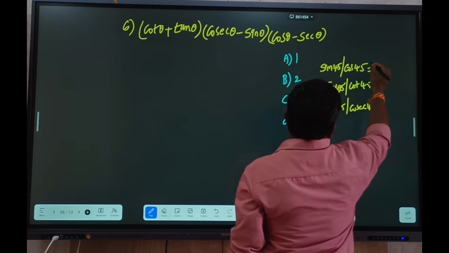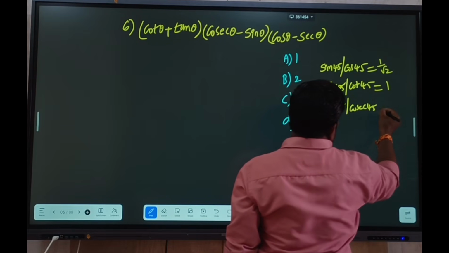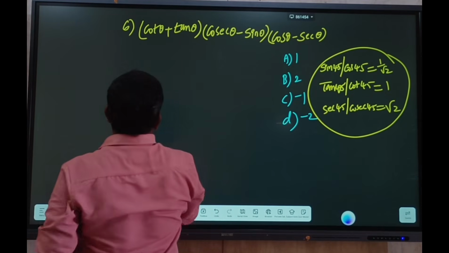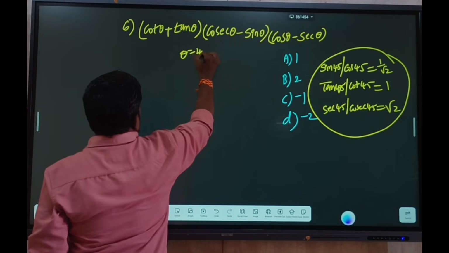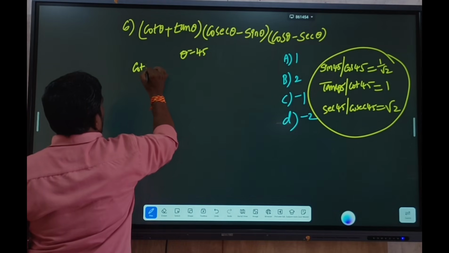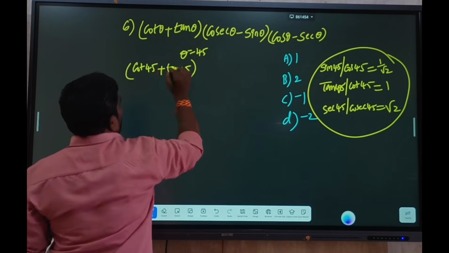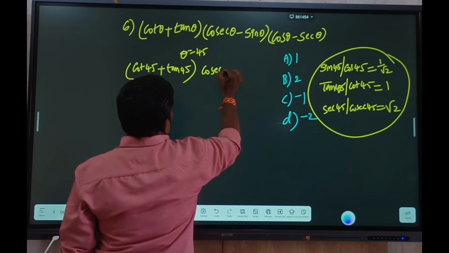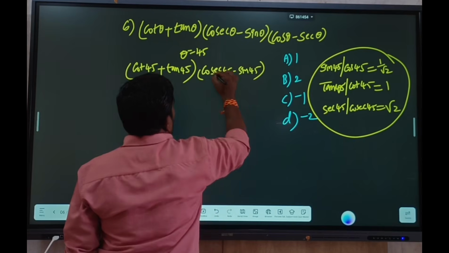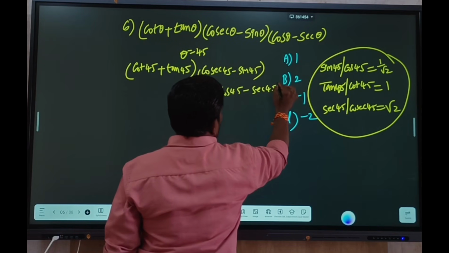Sin 45 and cos 45 are 1 by root 2. Tan 45 and cot 45 are 1. Secant 45 and cosecant 45 are root 2. This is very important. So now I am taking theta equal to 45 degrees. So cot 45 plus tan 45, smart method here, then cosec 45 minus sin 45, and cos 45 minus sec 45, right?